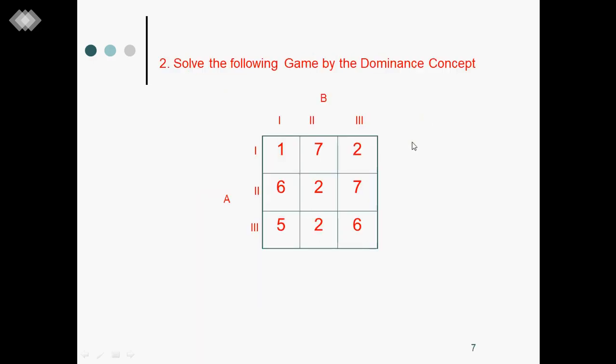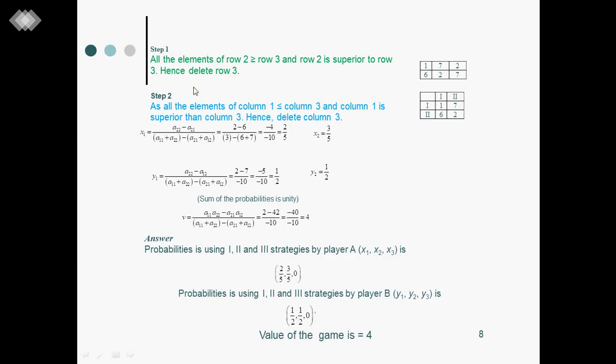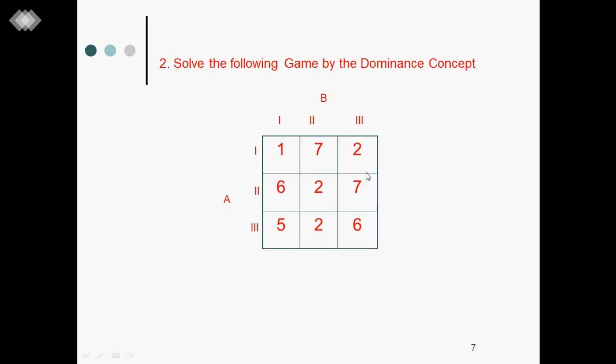Okay, in this problem, I have compared the elements. If you compare, see 6. The first comparison is these two, then these two, then these two. 6 is greater than 5.